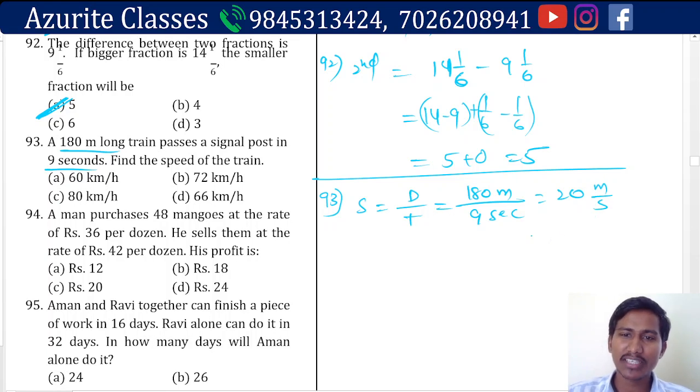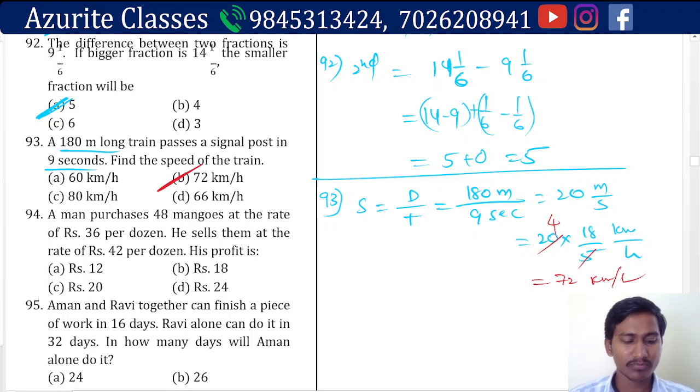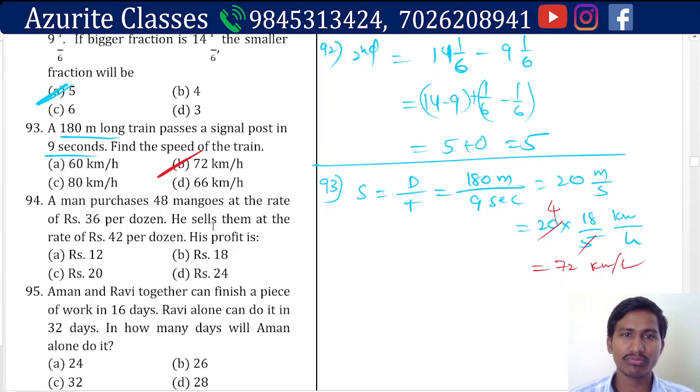So to convert meter per second to kilometer per hour, we have to multiply by 18 by 5. So 5 4s are 20 and 4 18s are 72. 72 kilometer per hour will be the answer, option B here. Okay, next we will do the 94 question.